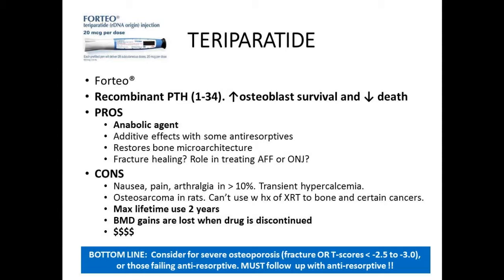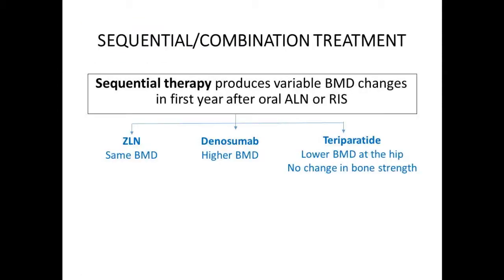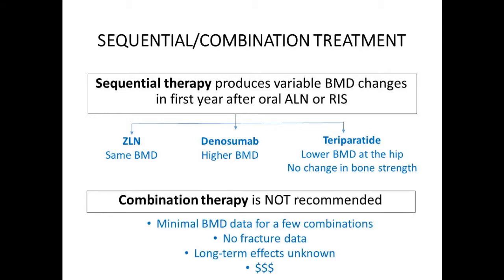So a couple of last slides on just management issues. Sequential therapy sometimes can produce an increase in BMD in the first year after oral bisphosphonate. And I've listed the different things that can happen there, but we don't have great data for it. So we're kind of left on our own for people who want to switch therapies. Combination therapy currently is not recommended. Some of these drugs might cancel each other out, and even if they don't, we don't have the fracture data.